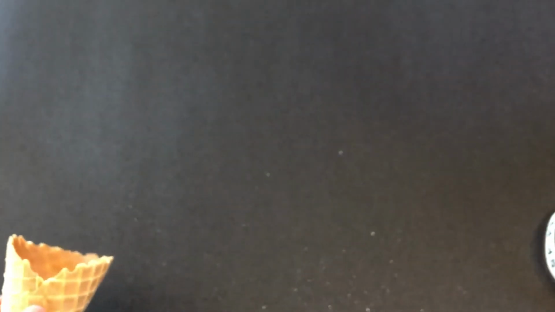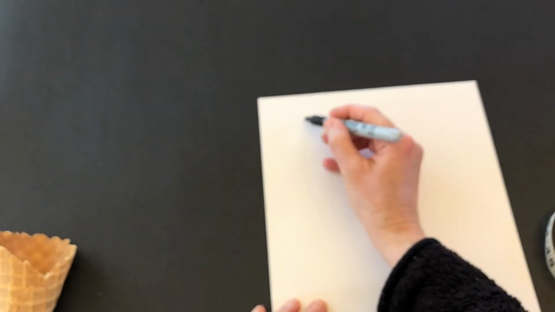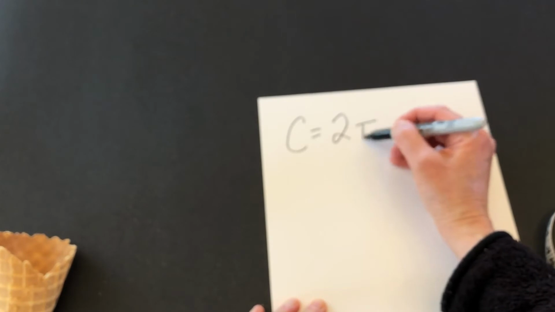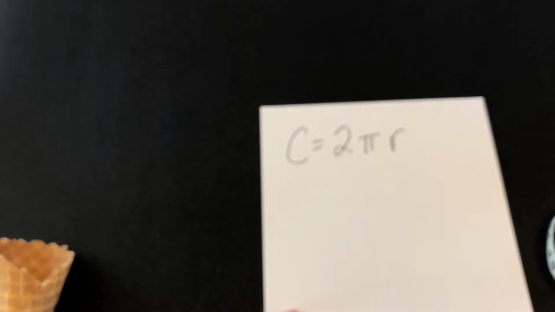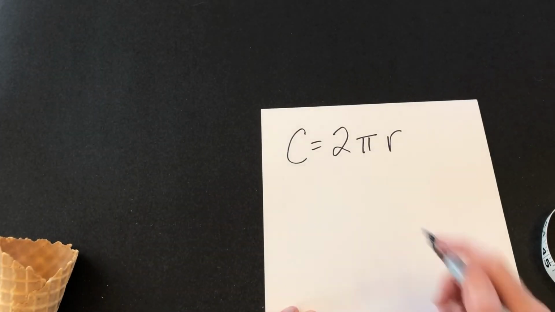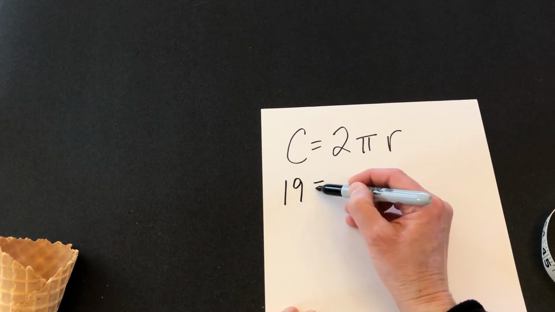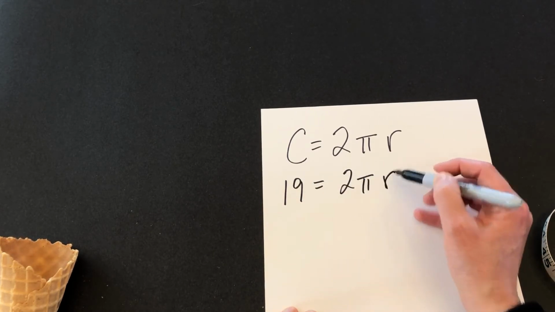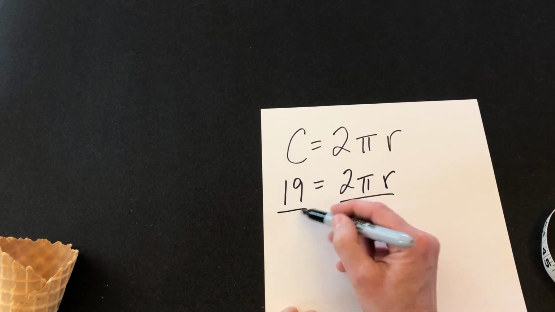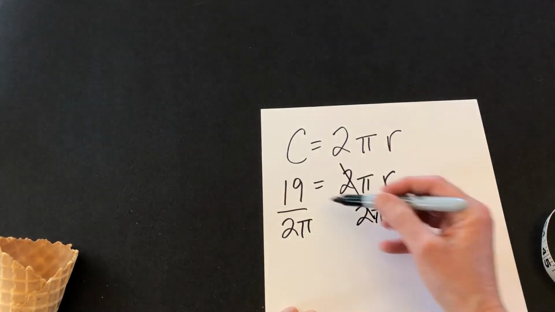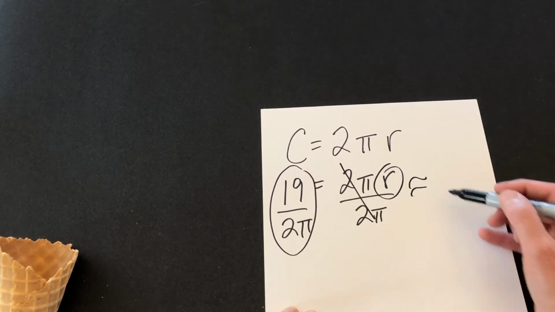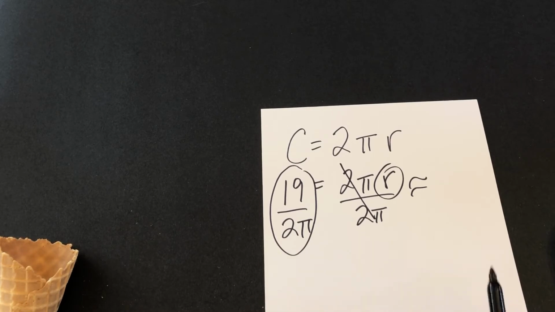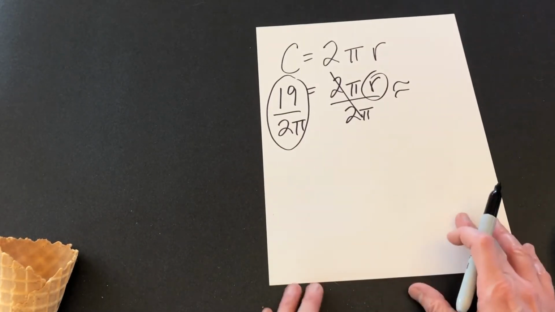So let's just review quickly. Circumference is 2 times pi times radius. And if my circumference was 19 centimeters, let's just plug that in. I can divide both sides by 2 pi. And if I take 19 divided by 2 pi in my calculator, that'll give me a pretty good estimate of what my radius is.